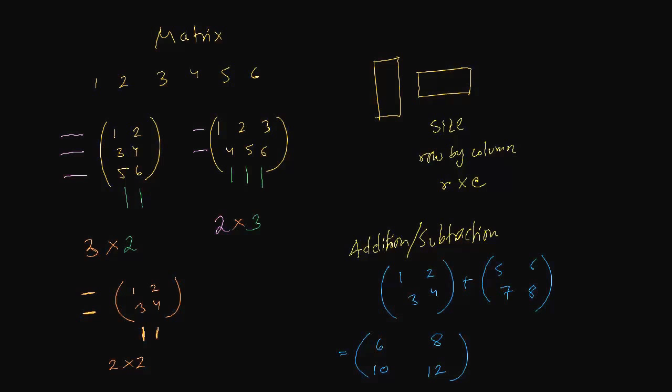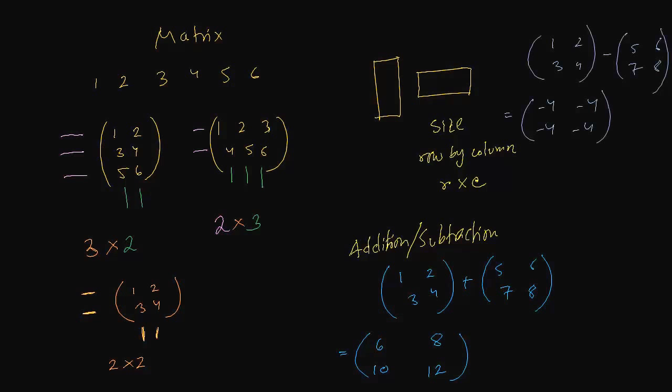Subtraction works in a similar way. So when we have subtraction, 1, 2, 3, 4 minus 5, 6, 7, 8, you just subtract the individual positions. 1 minus 5 is minus 4. 2 minus 6 is minus 4. 3, turns out everything is minus 4 here. 3 minus 7 is minus 4. And 4 minus 8 is minus 4. So that is subtraction of the individual positions.